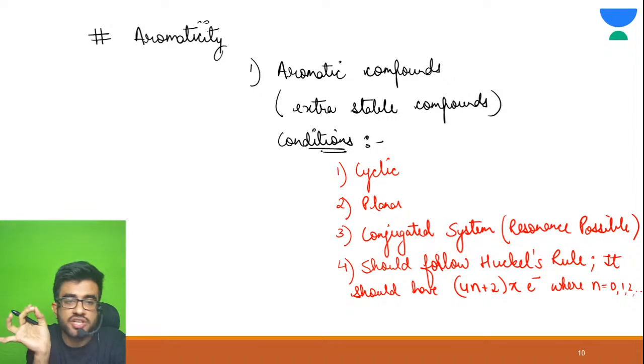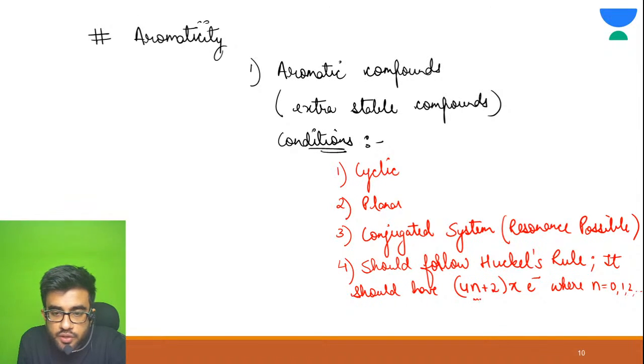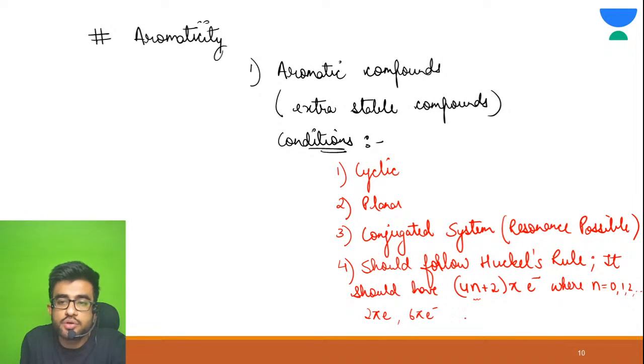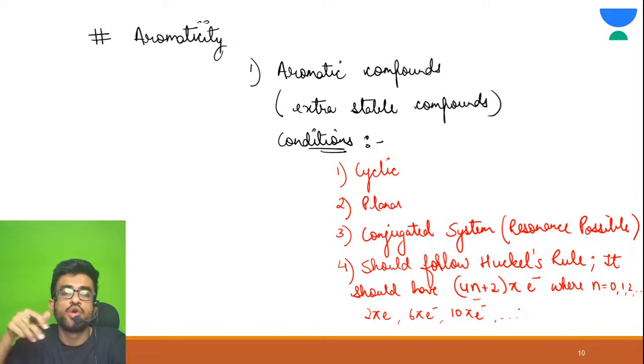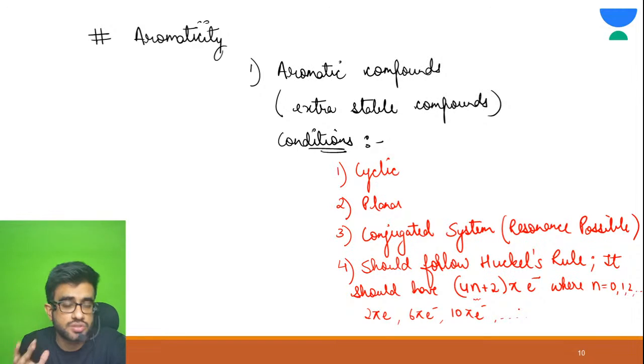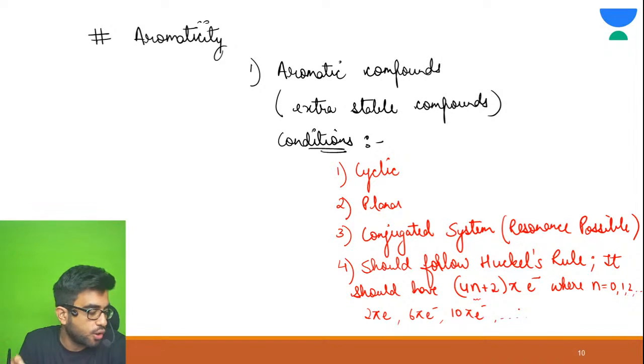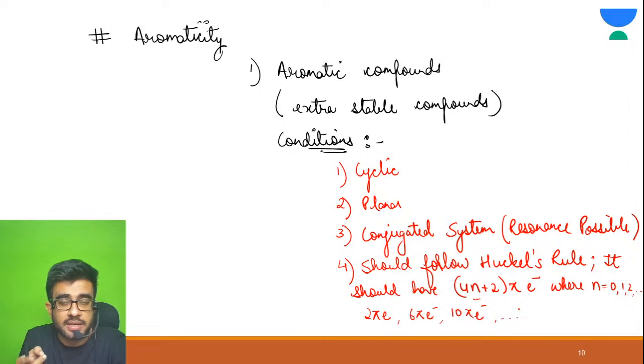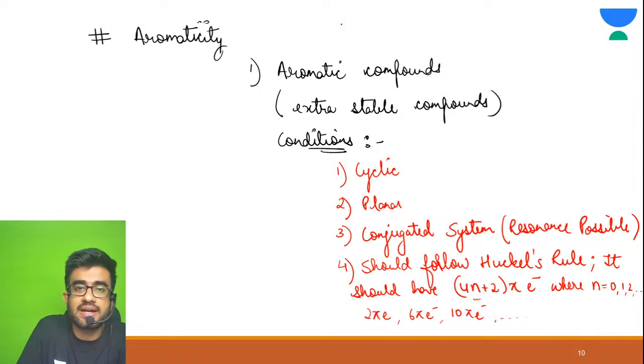In place of n, just put 0. If you put 0, you will get 2 pi electrons. If you put 1, you will have 6 pi electrons. If you put 2, you will have 10 pi electrons. So if there are 2 pi, 6 pi, 10 pi, 14 pi electrons, it means it is following Huckel's rule.